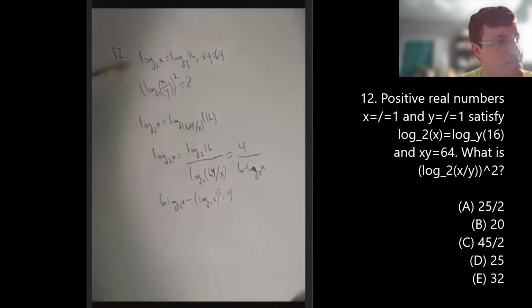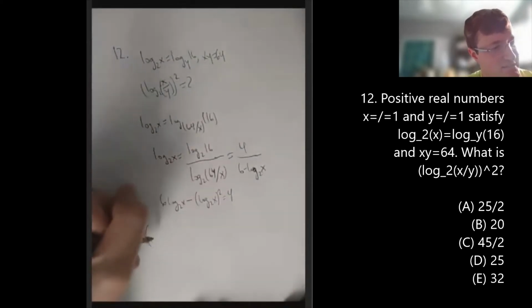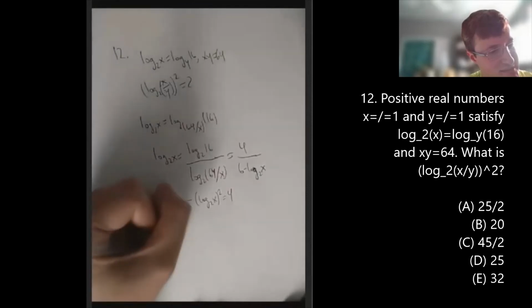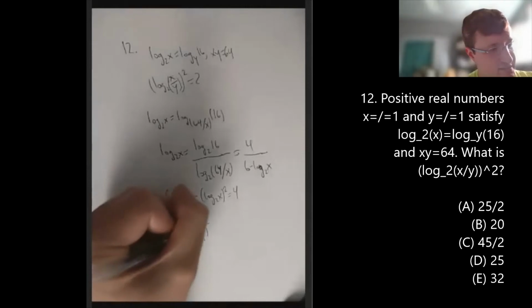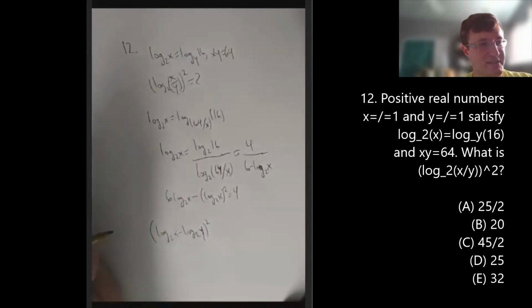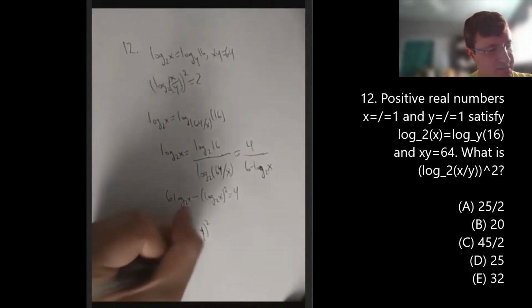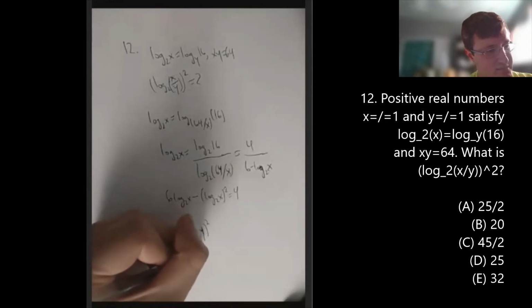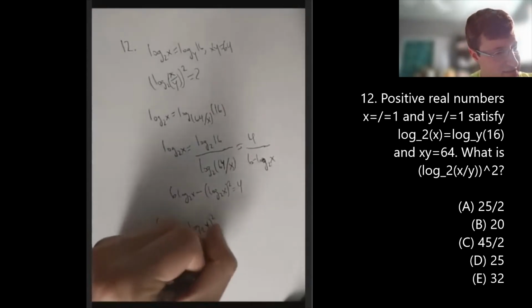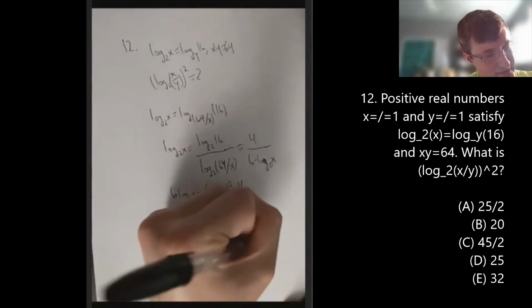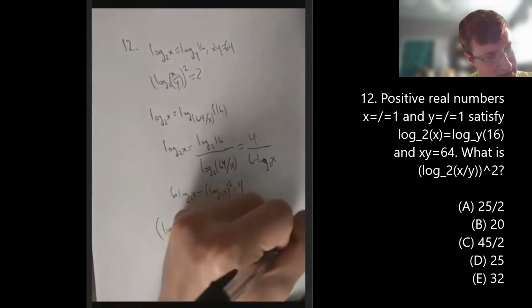Well, log base 2 of x over y is log base 2 of x minus log base 2 of y. So I just need to find this quantity. As long as I find log base 2 of x and log base 2 of y, I'll be good to go. So let me say log base 2 of x is, I don't know, alpha. Then 6 alpha minus alpha squared is 4. So alpha squared minus 6 alpha plus 4 is 0.